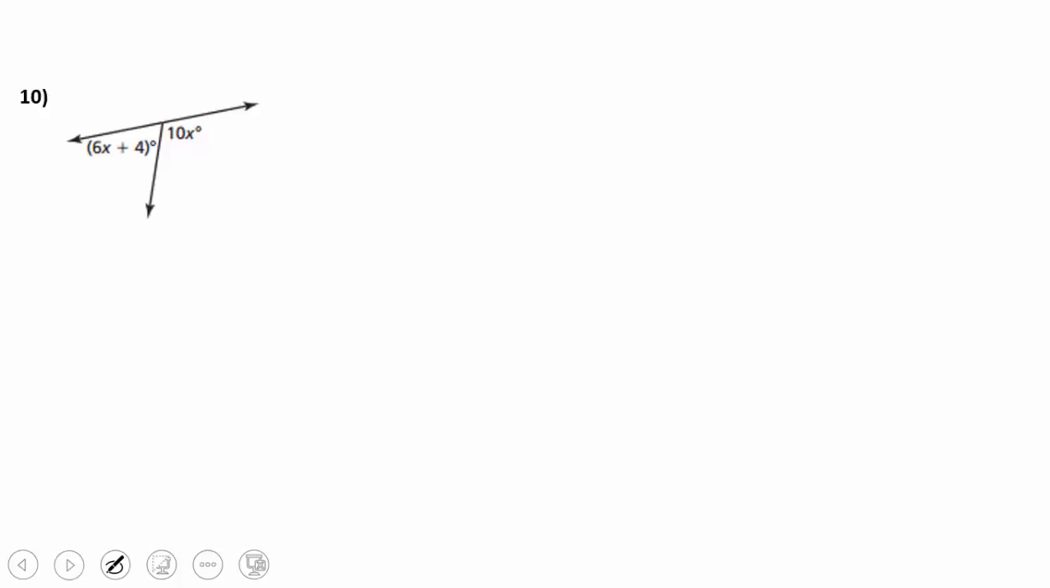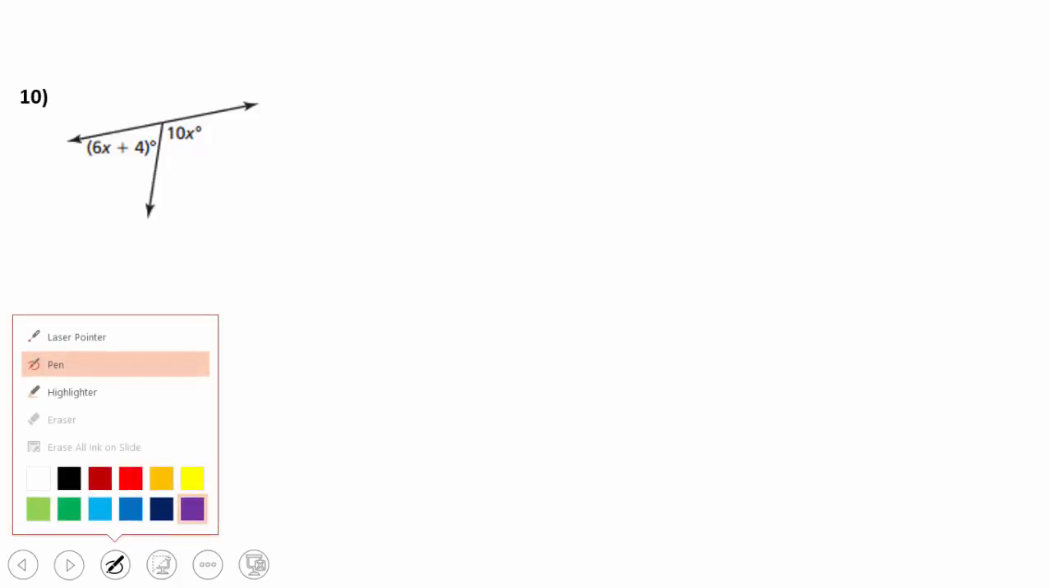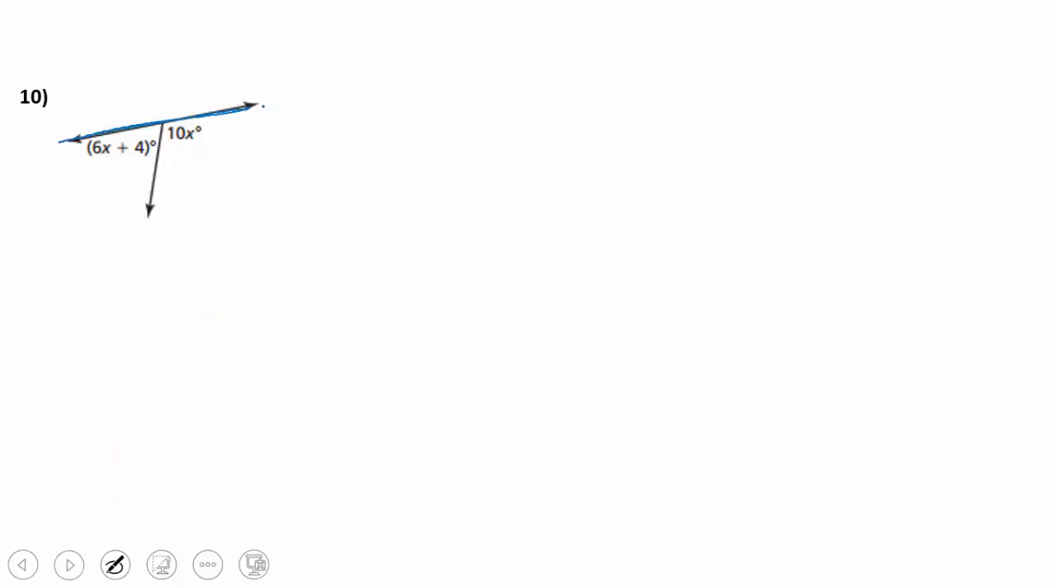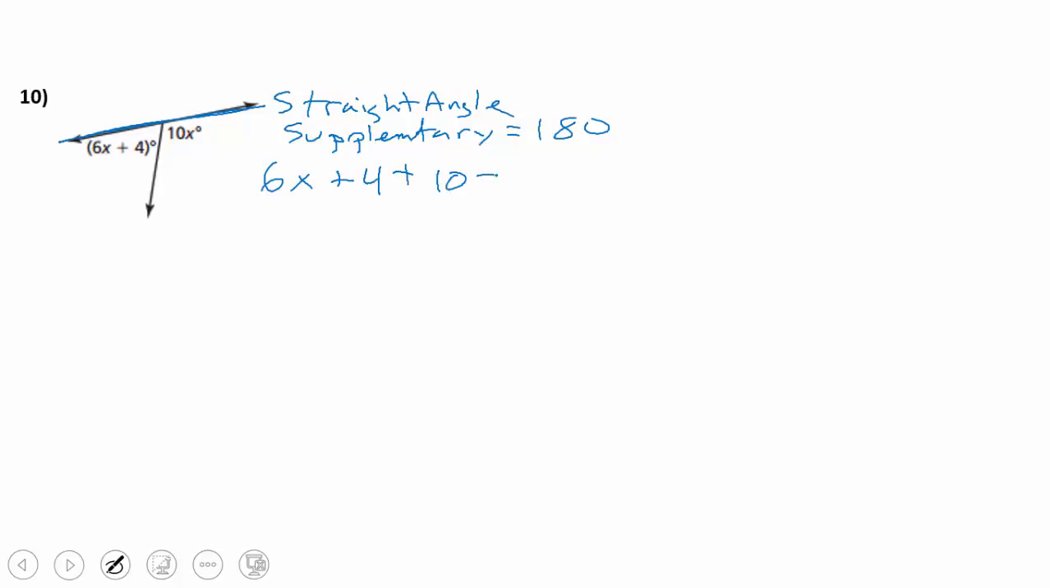Moving right along. Here we have two angles that are adjacent, and lo and behold, when I look at them, they do look to me to be forming a straight angle. That means they are supplementary, which means they equal 180 degrees when you add those two angles up. So all we have to do is write that equation. Wow, equations. We've been having to do equations since chapter 3, unit 3. 6x plus 4 plus 10x equals 180 degrees.